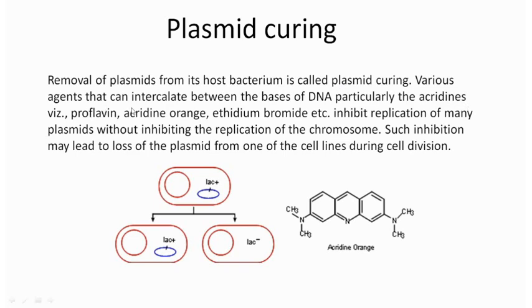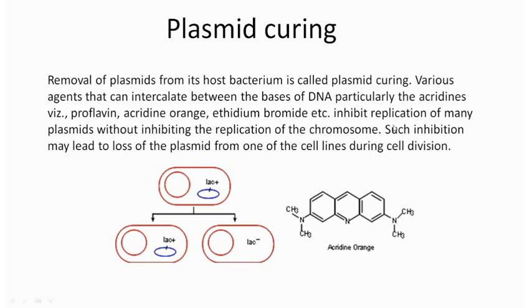Various agents can intercalate between the bases of the DNA, particularly the acridine types of molecules like proflavin, acridine orange, and ethidium bromide. These molecules have a planar structure like this, and they can intercalate within the base pairs of DNA and inhibit replication. They can inhibit replication of many plasmids, but without inhibiting the replication of the chromosome. Why this happens is not clear yet, that is, why these molecules inhibit the replication of plasmids but do not affect the chromosome.